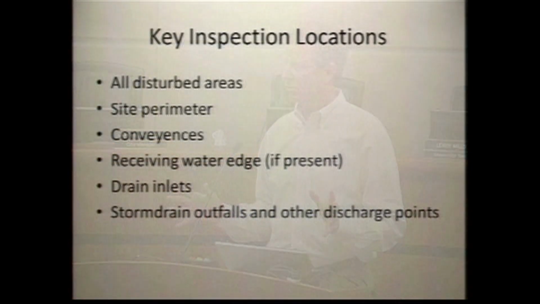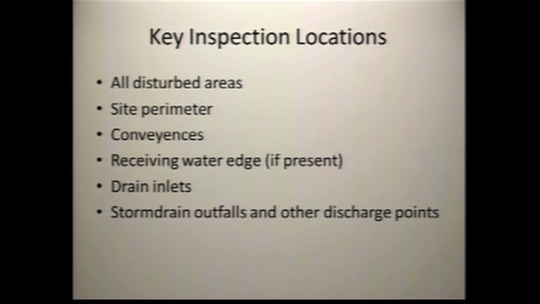Key things to inspect while you're out there then, certainly I've talked about all disturbed areas because that's going to be the large sediment generator disproportionately on the site. Obviously, the perimeter controls, all sites need to have perimeter controls. Erosion controls give you the most bang for the buck, but every site needs to have perimeter controls. You're going to be looking at the conveyances, whether those be pipes or riprap, open channels or things like that, to make sure that they're not scouring, that the energy dissipation's working.